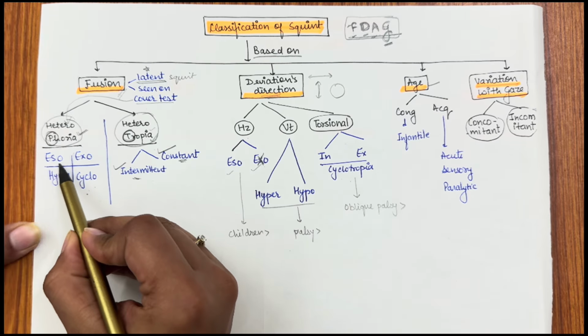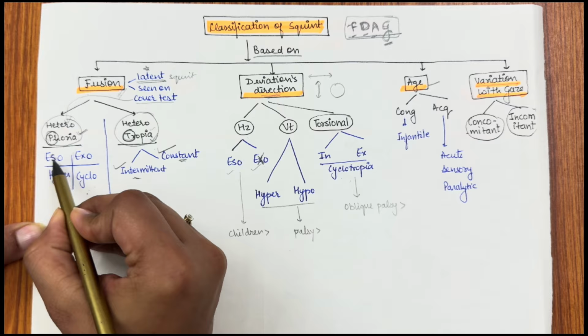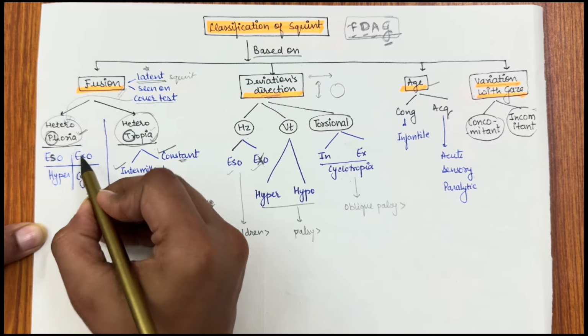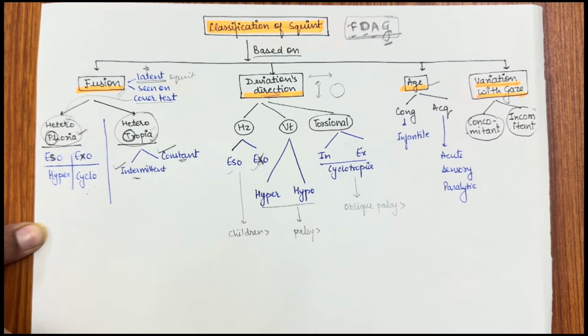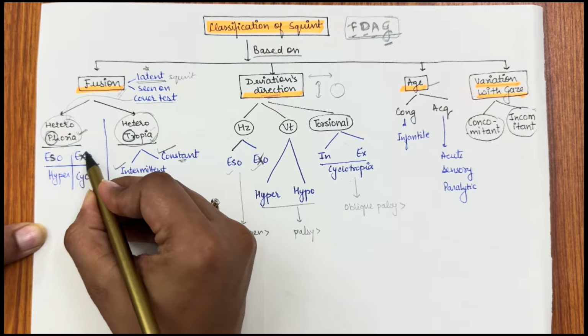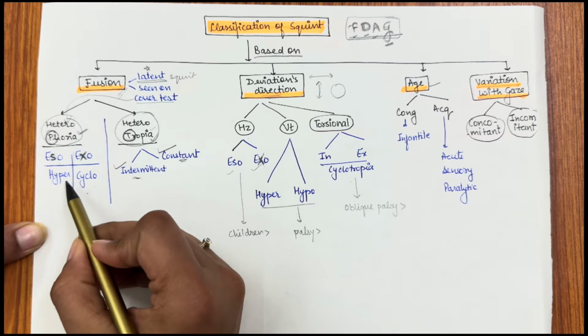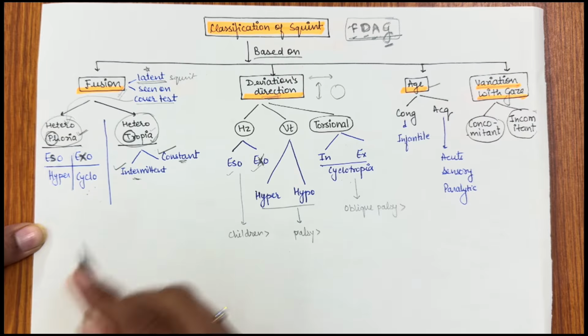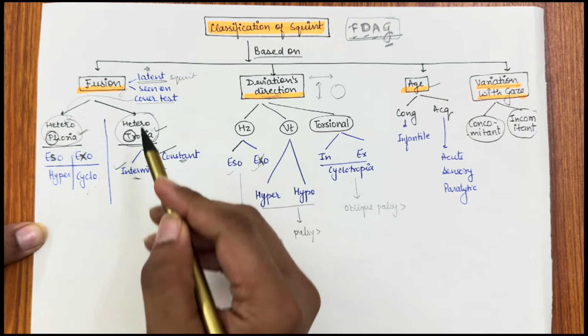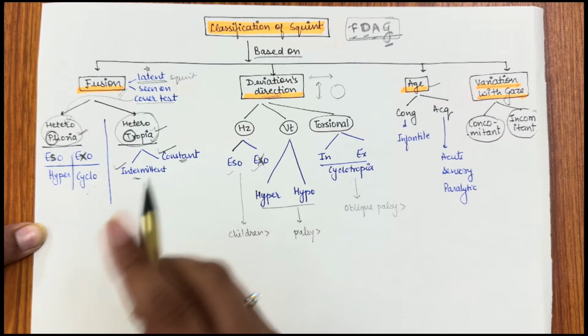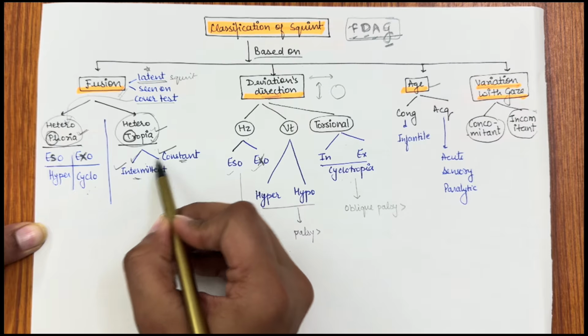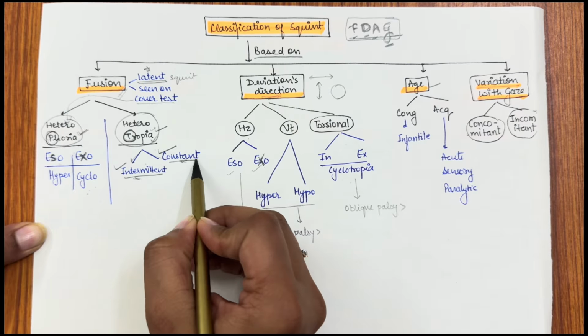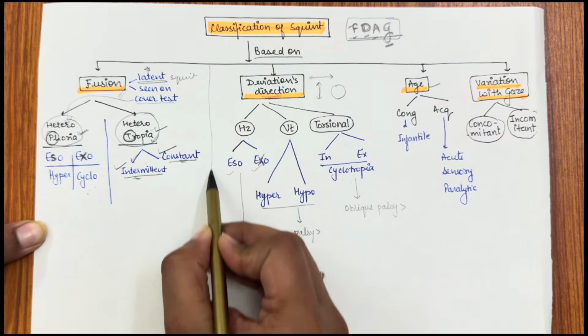Eso means inward rotation of the eye. Exo is outward. Exophoria, esophoria, hyperphoria or cyclophoria. Tropia, when it is already a manifested squint, can be of two types, intermittent and constant. So this was based on fusion.